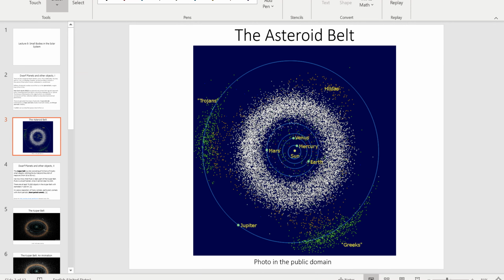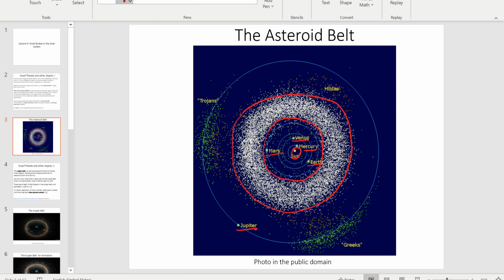Let's look at a picture of the asteroid belt. This is not a real picture. This is just a diagram. But you can see here we have the sun in the center. Then we have the 4 terrestrial planets, Mercury, Venus, Earth, and Mars, in order. And then we have the asteroid belt, which is roughly here. It's in between the orbit of Mars and Jupiter, because notice Jupiter is out here.